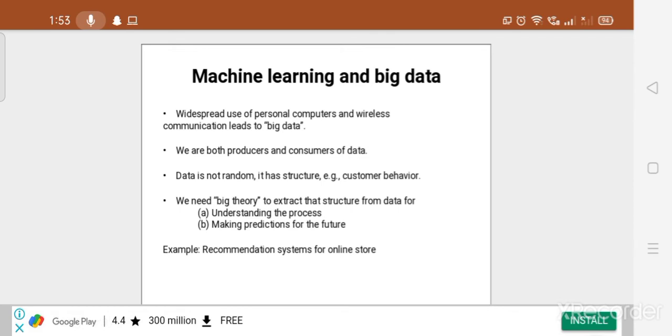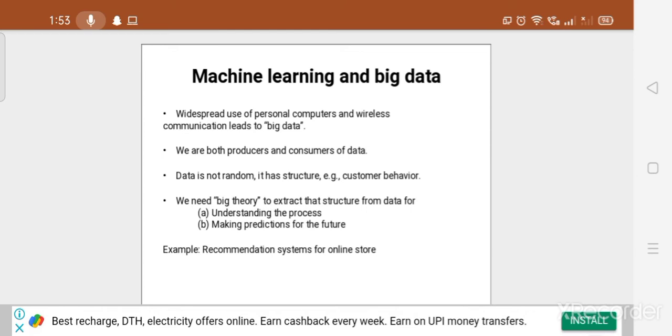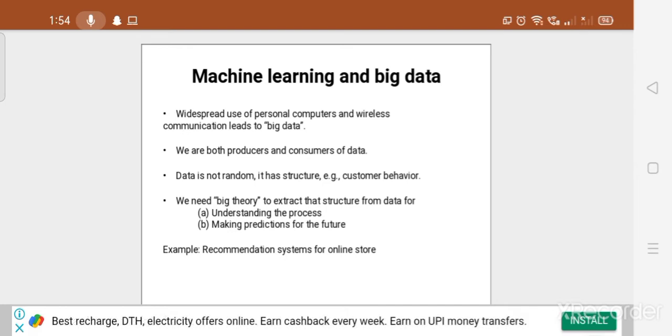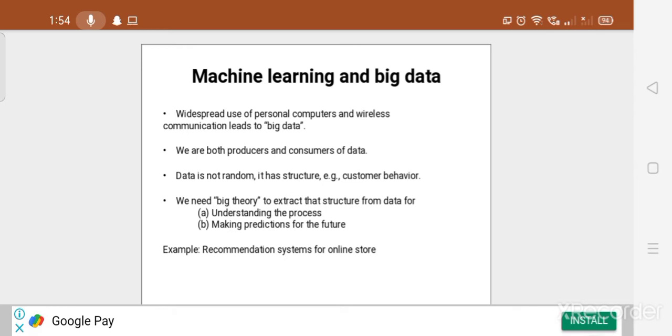We are both the producers and the consumers of this data. We produce the data and also consume the data, right? So the data may be random, but it has certain structure, for example customer behavior. Whatever data we are producing and consuming can be random but has certain structure. So we need the big theory to extract that structure from the data for understanding the process and making predictions for the future. Now that structure we have to extract from the random data.